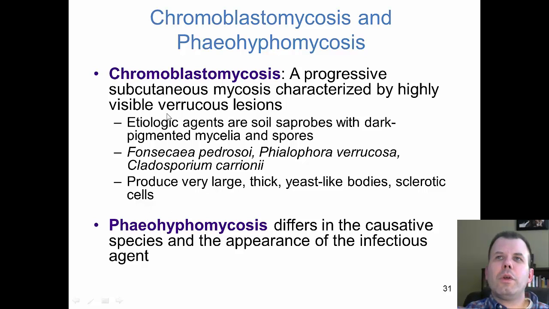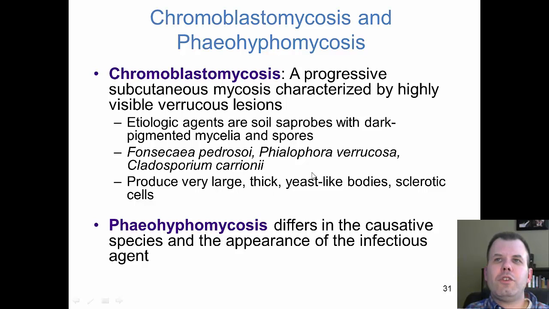Okay, a couple other ones. Chromoblastomycosis is a progressive subcutaneous mycosis characterized by highly visible verrucous lesions. So verrucous means pimple or cauliflower-like. So if you start to see these bumps and really ugly looking nodules growing out of the skin, it may be due to this chromoblastomycosis. And again, the etiological agents are in soil, dark pigmented mycelium saprodes.